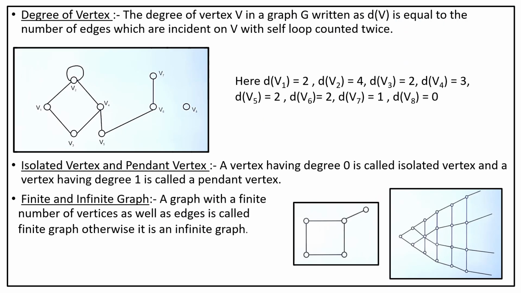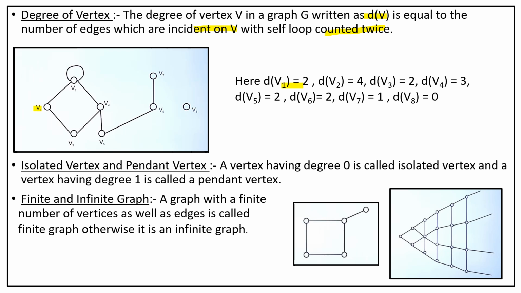Degree of a vertex. The degree of a vertex V in a graph G, written as d(V), is equal to the number of edges which are incident on V, with a self loop counted as twice. So basically, if we want to calculate the degree of a particular vertex, we have to find out the edge connectivity of that particular vertex. For V1 we can see that it is connected to V3 and V2. So here the number of edges is 2, so the degree for V1 becomes 2.